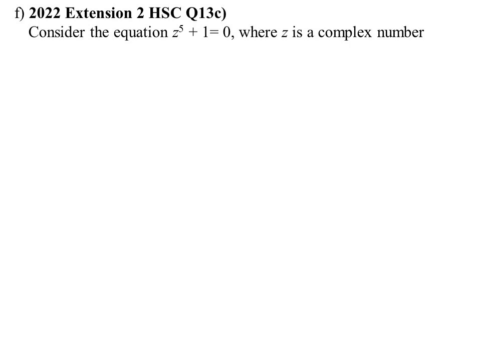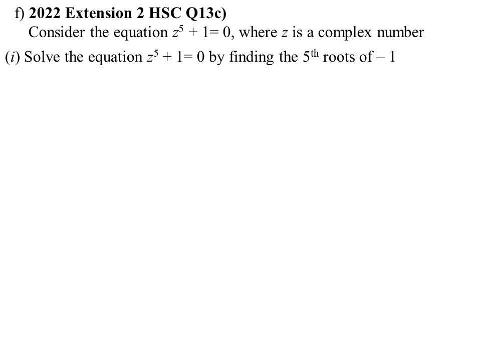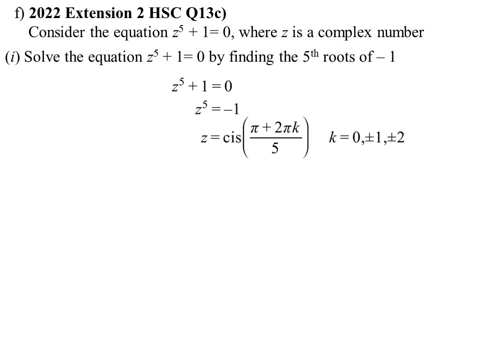Again, I was talking about the fifth roots of unity, but this time you'll notice it's z to the power of 5 would equal negative 1, not positive 1. First, I suppose it's a logical first part, solve it. And they're giving us a hint, in case you didn't recognise it, by finding the fifth roots of negative 1. So z to the power of 5 is equal to negative 1 this time. It will be pi plus 2 pi k on 5.